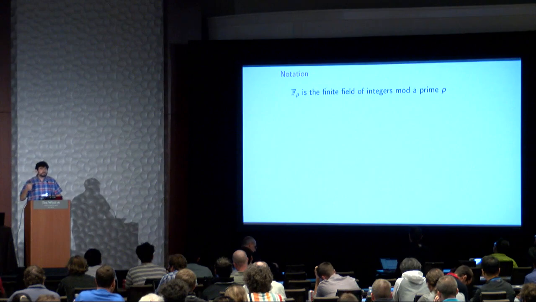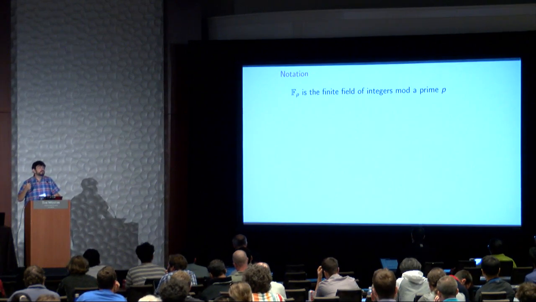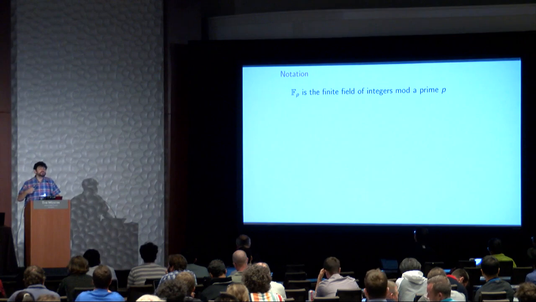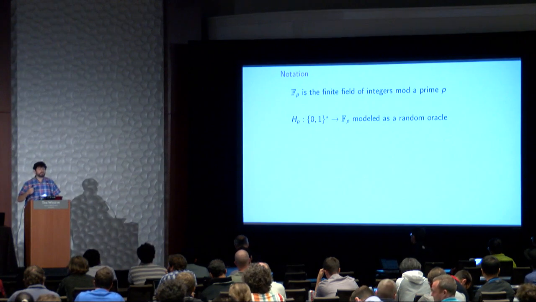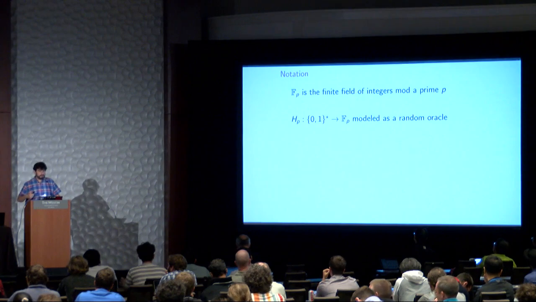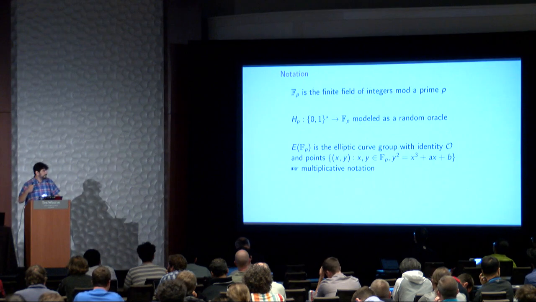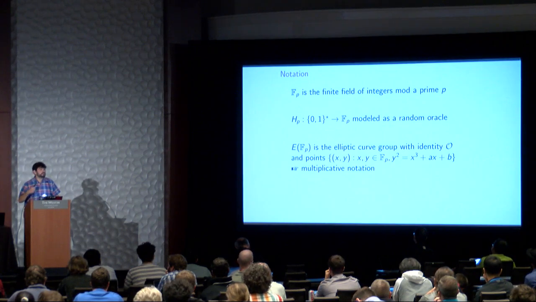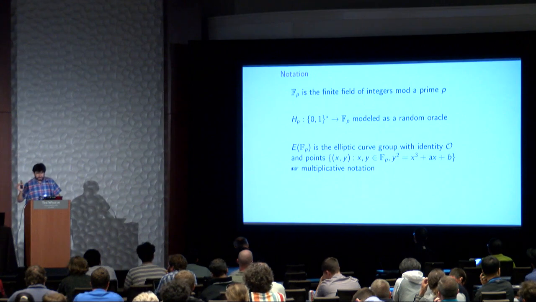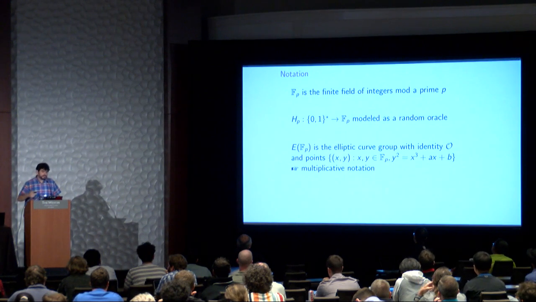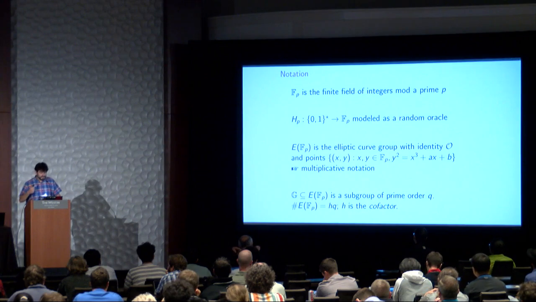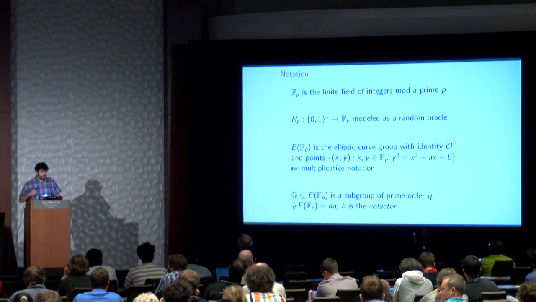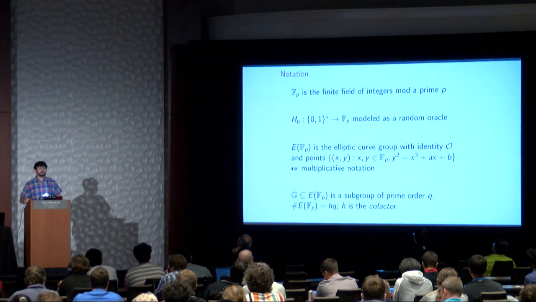A little notation. As usual, we're going to use F_p to refer to the field of integers mod p, and we'll use H_p to mean a hash function from arbitrary strings to elements of F_p. And implicitly, we're going to model this as a random oracle. Now, we're going to use notation E over F_p to mean the group of points on the elliptic curve, so that's solutions to y^2 = x^3 + ax + b, where x and y are in the field. And on these slides, I'm going to use multiplicative notation for group operations. And finally, we're going to say G is a subgroup of E over F_p of prime order q, where q times h is the size of the whole group and h is the cofactor.